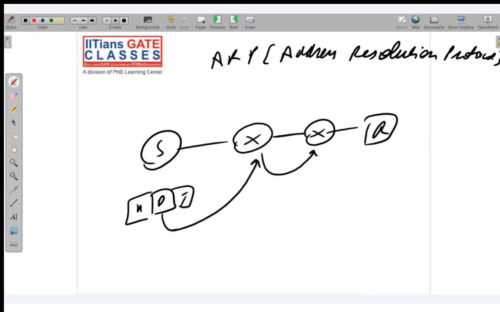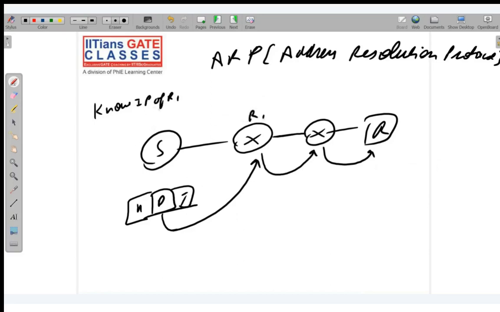This router will transfer this frame from here to here. So it is hop to hop. The DLL work is hop to hop. The network layer was host to host, and end-to-end delivery was of the transport layer. I think you already remember these things. Now the basic thing is the sender knows the IP address of this router. The sender knows the IP of R1, to which it wants to send the frame.